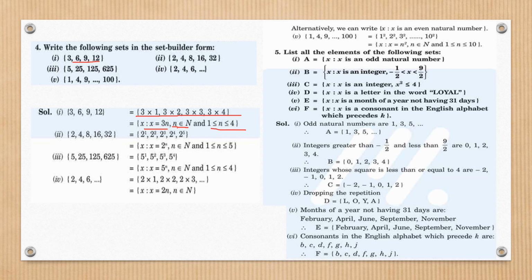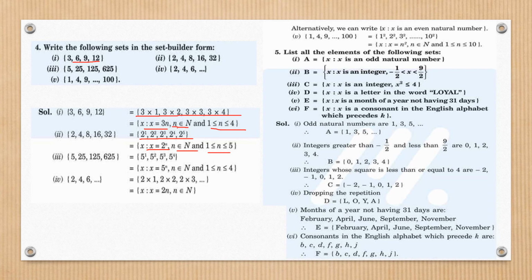Second is 2, 4, 8, 16, 32. So it's like 2 power 1, 2 square, 2 cube. So it is like x equal to 2 raised to power n, where n belongs to N, and we will start with the power 1 and end with 5.